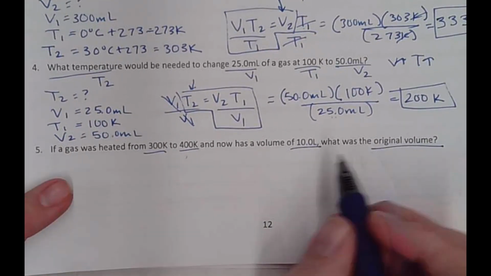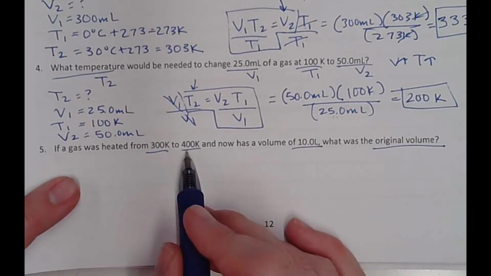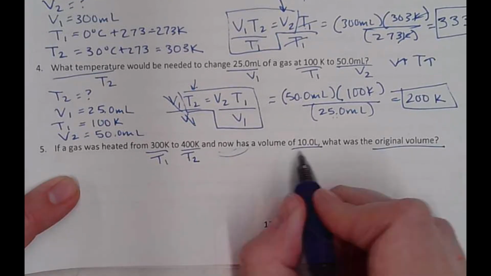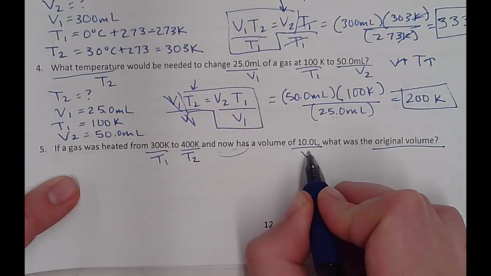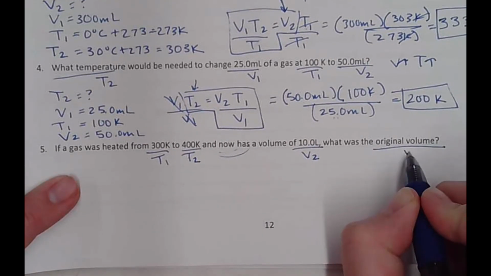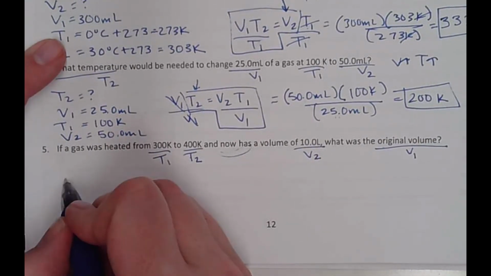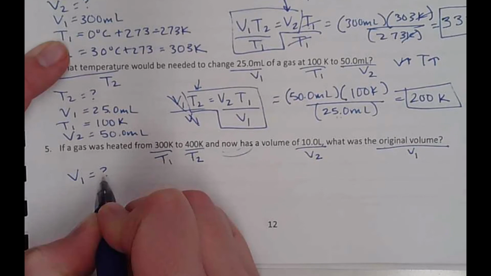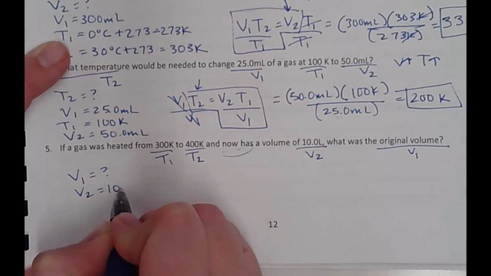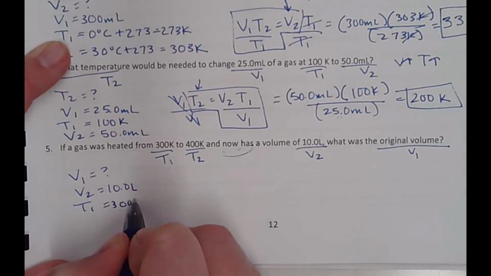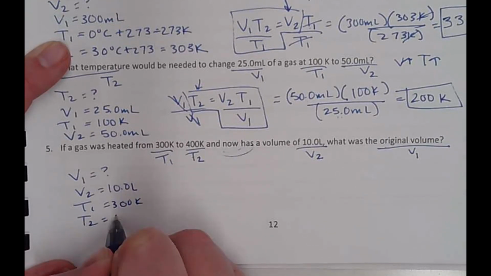So it's going from 300 to 400, so temperature 1 and temperature 2. It now has a volume of 10, so that's volume 2. Original volume would be volume 1. So the order of the sentence is backwards. So volume 1 is what I'm looking for. Volume 2 is 10 liters. Temperature 1 was 300 Kelvin. And temperature 2 is 400 Kelvin.